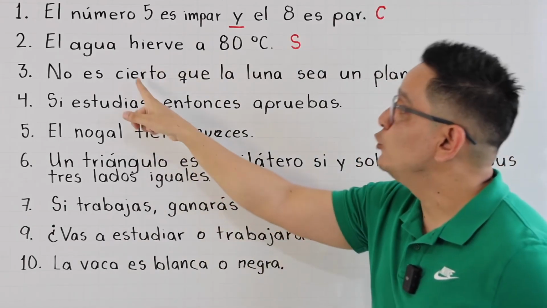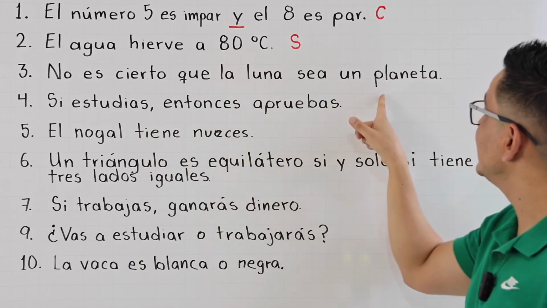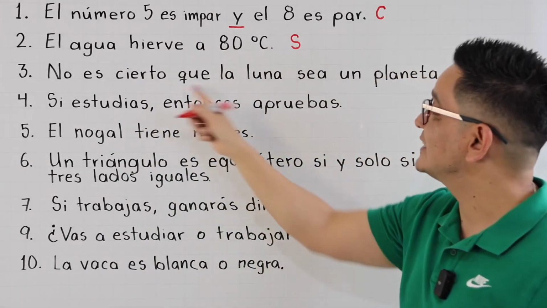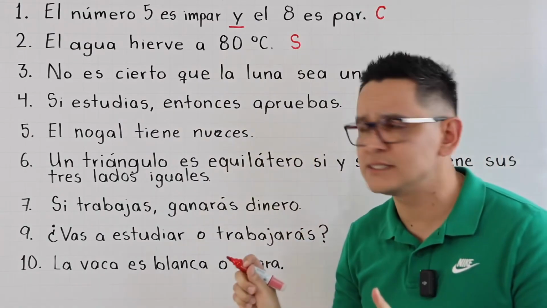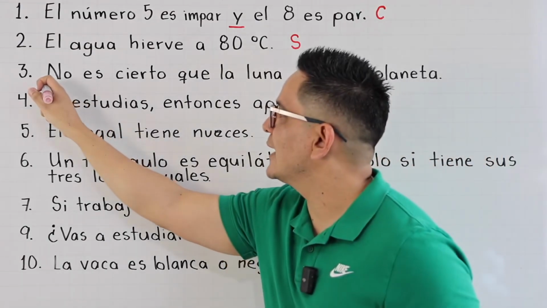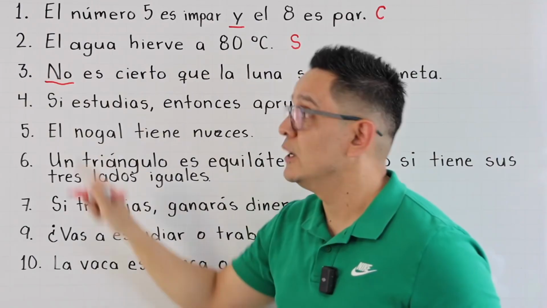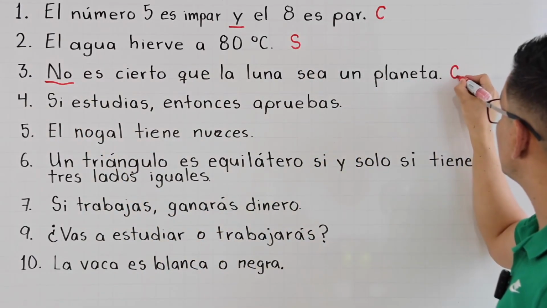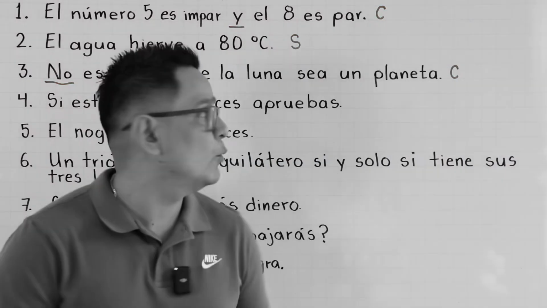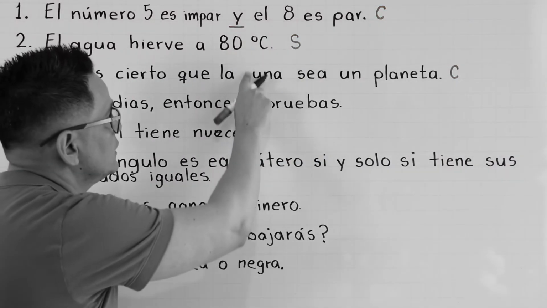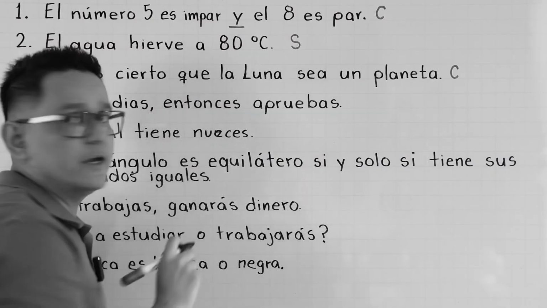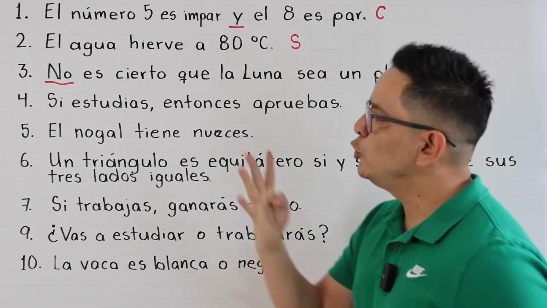Number 3 says, it's not true that the moon is a planet. In this case, then, we'll see that this is a compound proposition. Why is that? Well, because here we have this not. Since it has a not, it's a compound proposition. Let me see. There's a small mistake of mine here. When I wrote this, I wrote moon with a lowercase letter, but it should be uppercase. All right, let's continue.